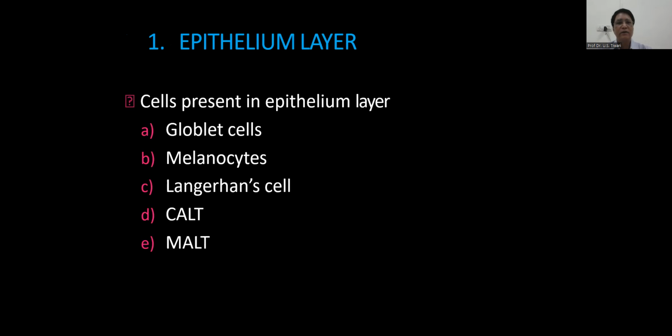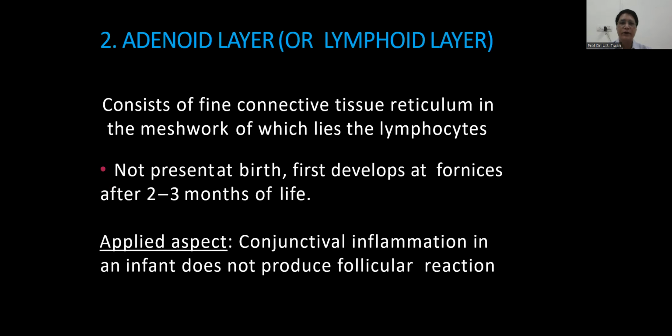The second part is the adenoid layer. After the epithelium comes the adenoid layer or the lymphoid layer. It consists of fine connective tissue reticulum in the meshes of which lie lymphocytes. It is not present at birth. It first develops at the fornix after 2 to 3 months of life.